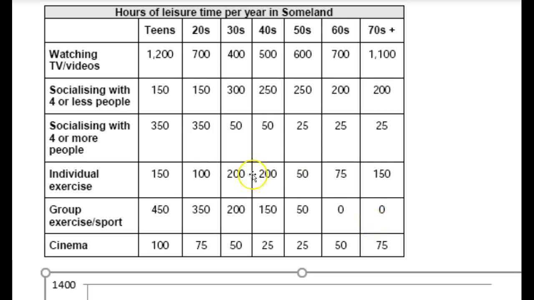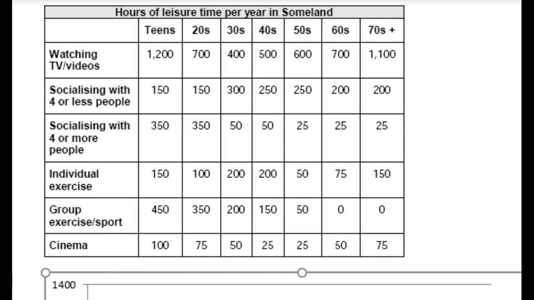In contrast, individual exercise is most popular with people in their 30s and 40s. Okay? And then I would mention maybe another figure there as well, either one of the lows, or maybe say that it's also very popular with teens and people in their 70s, interestingly enough.